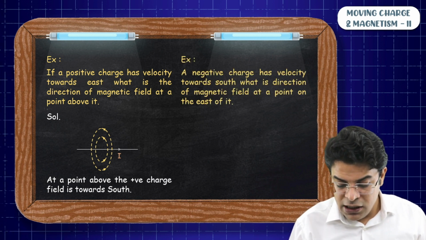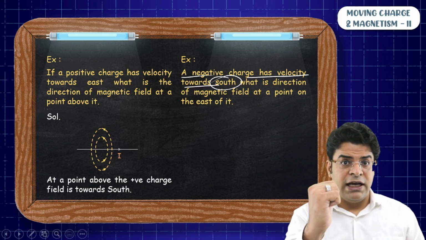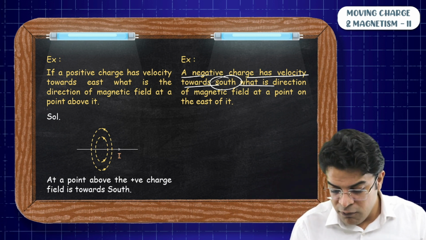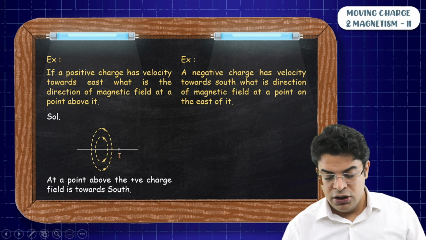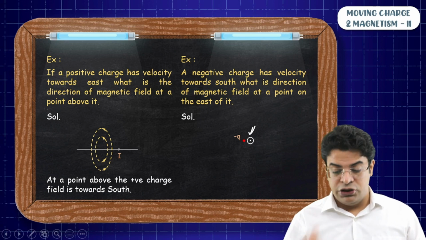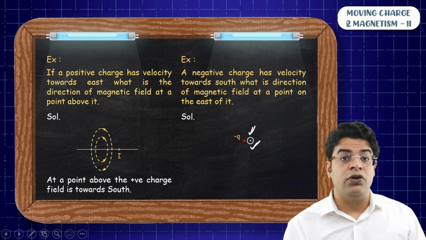Now let's say a negative charge has a velocity towards south. A negative charge has velocity towards south, coming out of the screen towards you guys. What is the direction of magnetic field at a point on the east of it? So visualize that you have got a negative charge coming towards you. It has got velocity coming out of the plane of the screen towards you.